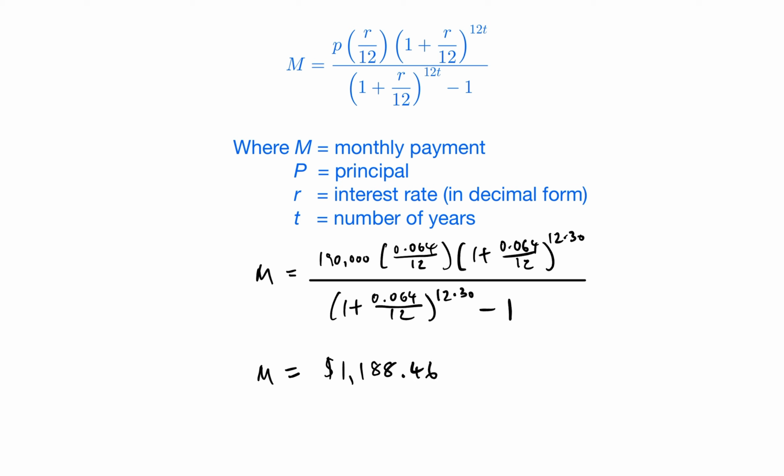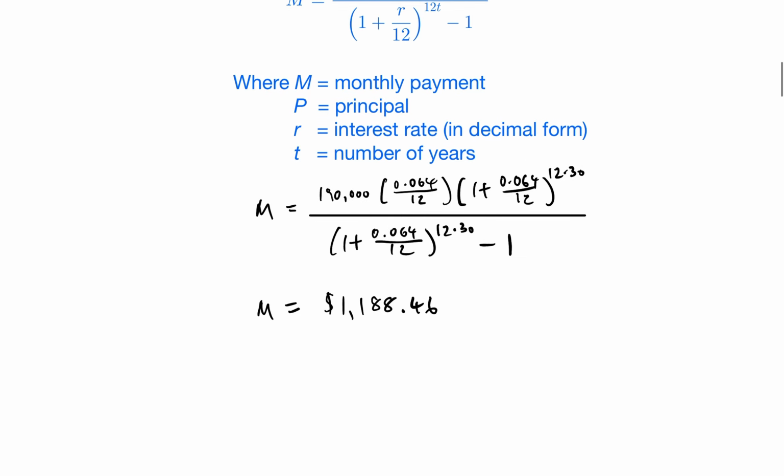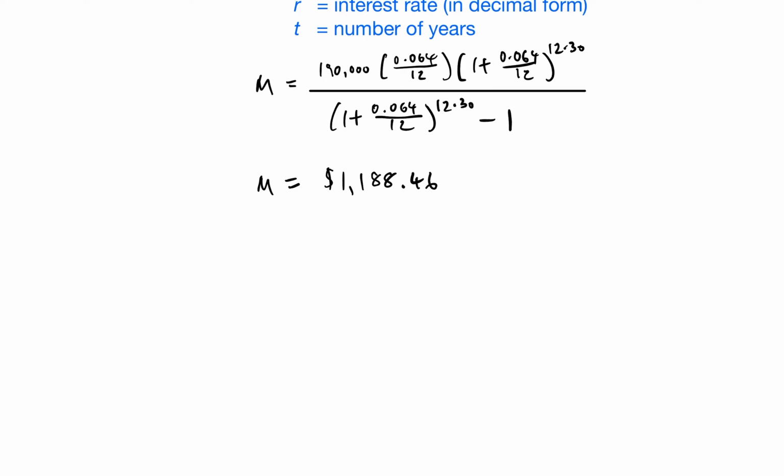Okay, so we figured out the monthly payment, but we need to multiply this by 360 months. And when we do, we get $427,845.60. Okay, so this is how much Heather will pay over the course of 30 years.